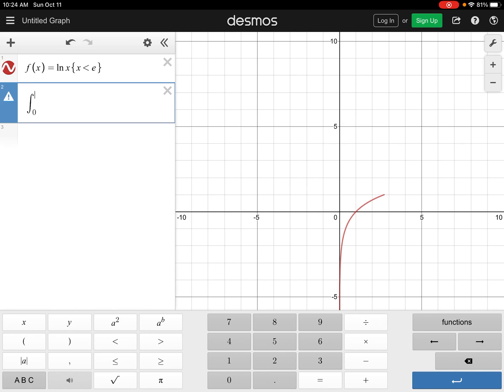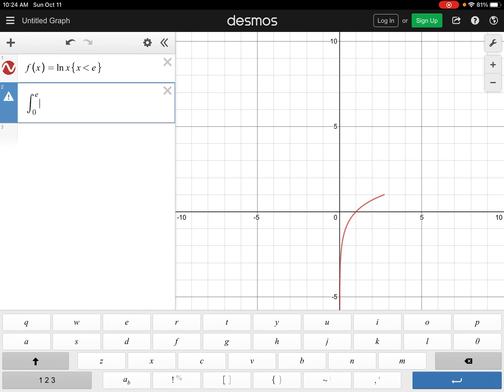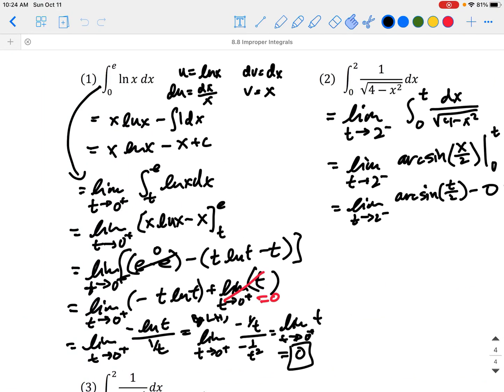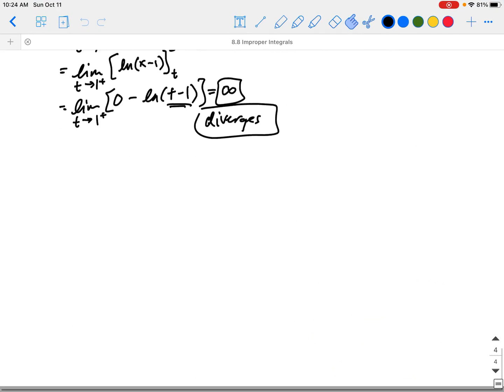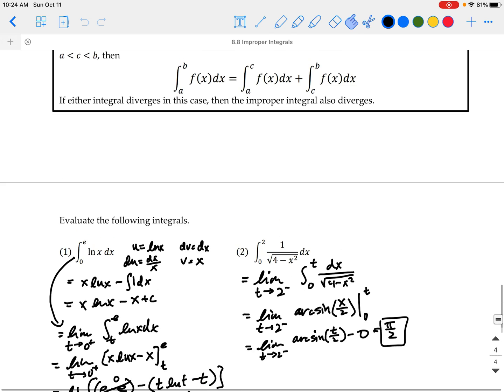And so what that means is if we integrate from 0 to e, those areas are the same. Right, so this little area on the right is the same as that infinite area on the left. Very cool. All right, so that's going to end our notes for improper integrals.